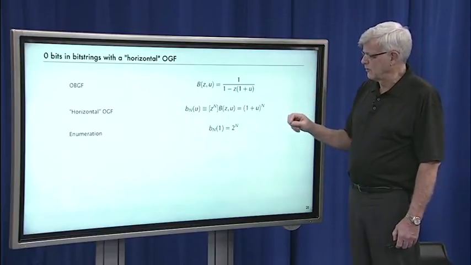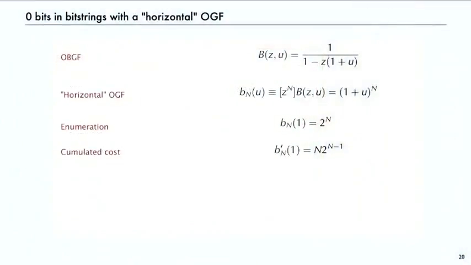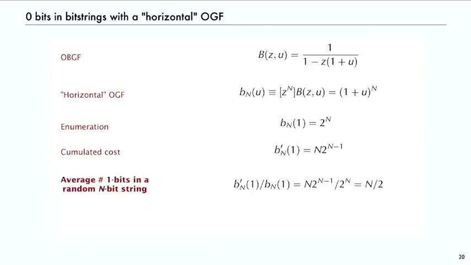To get the cumulated cost, we differentiate with respect to u and then evaluate at 1. Differentiating with respect to u brings down an n, and then evaluating at 1 gives n times 2 to the n minus 1, immediate. And so the average is the ratio of those two, which is n over 2, as we expect. And then taking the second derivative and then adding the mean, subtracting the mean squared, we immediately get n over 4.